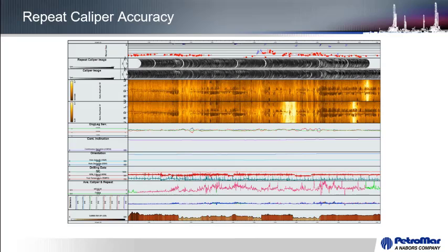Now, of course, if you're not getting a repeat image, or repeat caliper, now you know that you have changes in your wellbore, and you can actually use that as a time-lapse photograph, so to speak, to see what is actually happening to my wellbore. I start to do some analysis with both the caliper and the image, how the wellbore degrades over time.